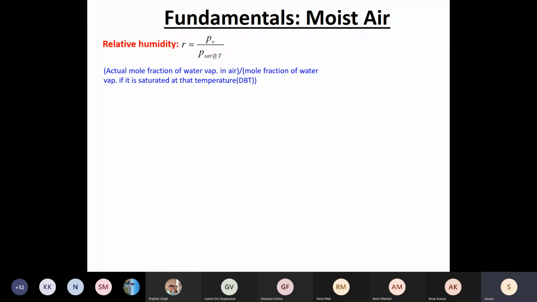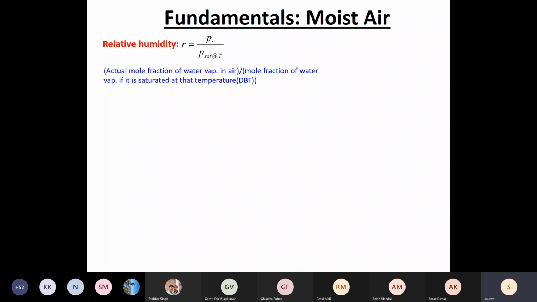Whenever we are dealing with any psychrometry processes, there are two additional temperatures which we will frequently come across: dew point temperature and wet bulb temperature. Can anyone tell me what is dew point temperature? I think you would have studied this in your thermodynamics. What is dew point temperature? No one remembers. Okay.